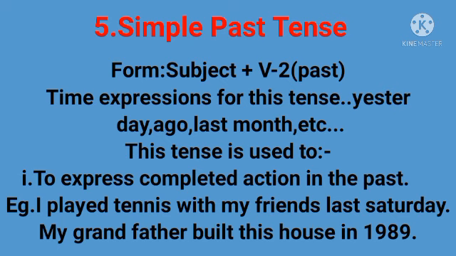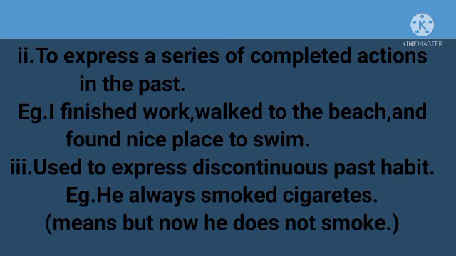We express an action that was completed before or has been done. For example, I played tennis with my friends last week. I played tennis last week. That means it is a past thing. My grandfather built this house in 1989. The house was built in 1989, like that it expresses a past action. Simple past tense is also used to express a series of completed actions in the past.